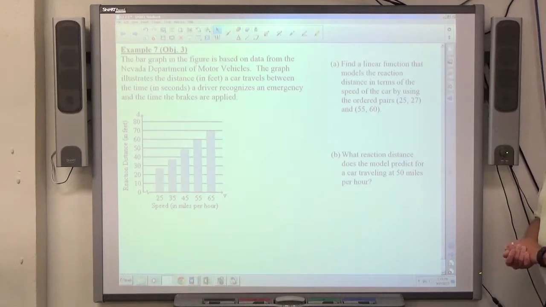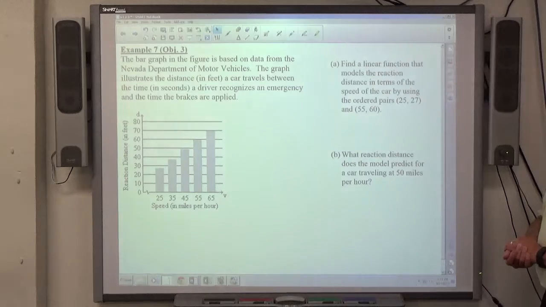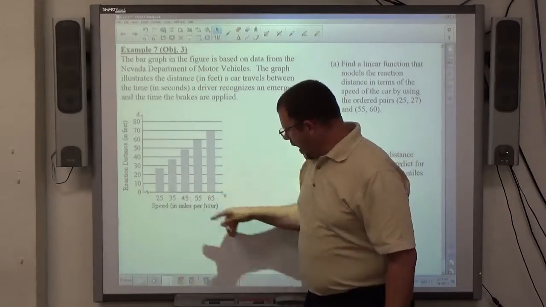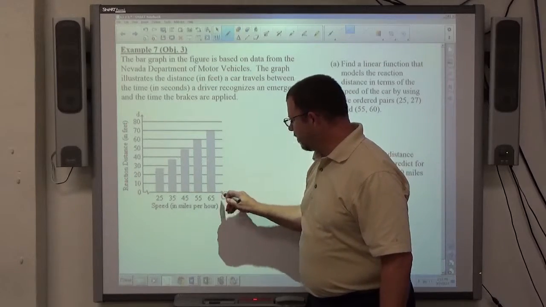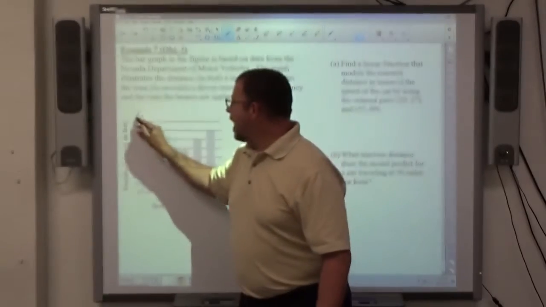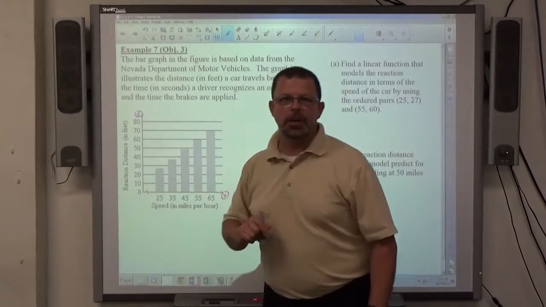They want us to find a linear function that models the reaction distance in terms of speed of the car by using the ordered pairs 25, 27, and 55, 60. Okay? So the horizontal axis here is the v-axis, v for velocity, speed. And the vertical axis here is the d-axis, representing distance in feet.